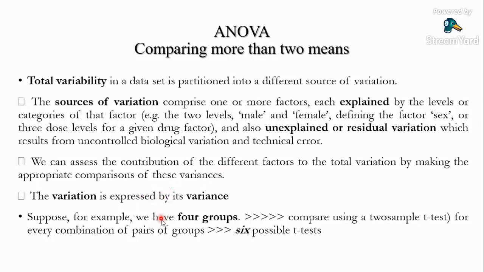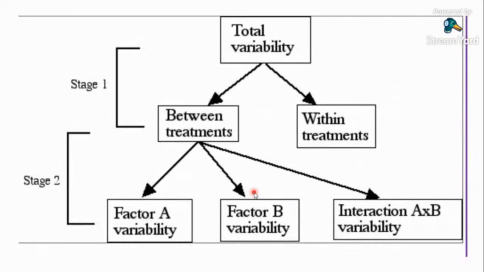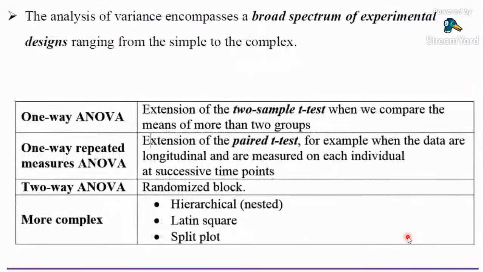The variation is expressed by its variance. Suppose, for example, we have 4 groups. In that case, we can go for an analysis of variance. This is the flowchart by which an analysis of variance is performed. The total variability present in the data at stage 1 is divided between treatments and within treatments. Between treatments, we can have factor A variability, factor B variability, and we can also have interaction between A and B. So this is how an analysis of variance works.